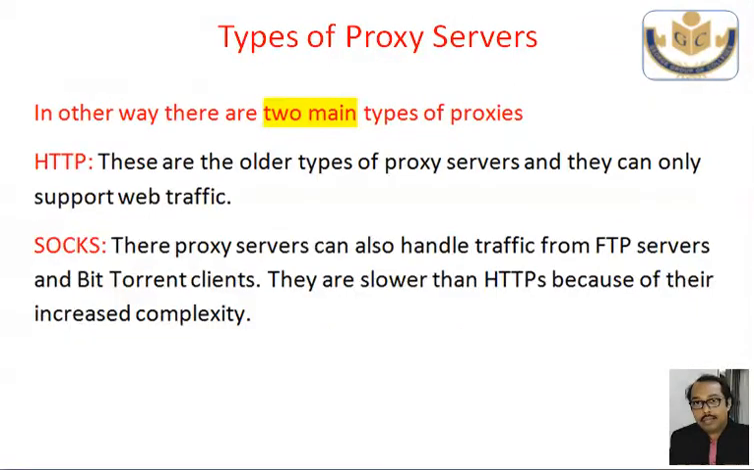Okay, in a simple way, proxy servers are of mainly two types. One is HTTP proxy and another one is SOCKS proxy. Now, what is the HTTP proxy? These are the older type of proxy servers, and they can only support web traffic. And there is another one, the SOCKS proxy. These proxy servers can also handle traffic from FTP servers and from BitTorrent clients. They are slower than HTTP because of their increased complexity.